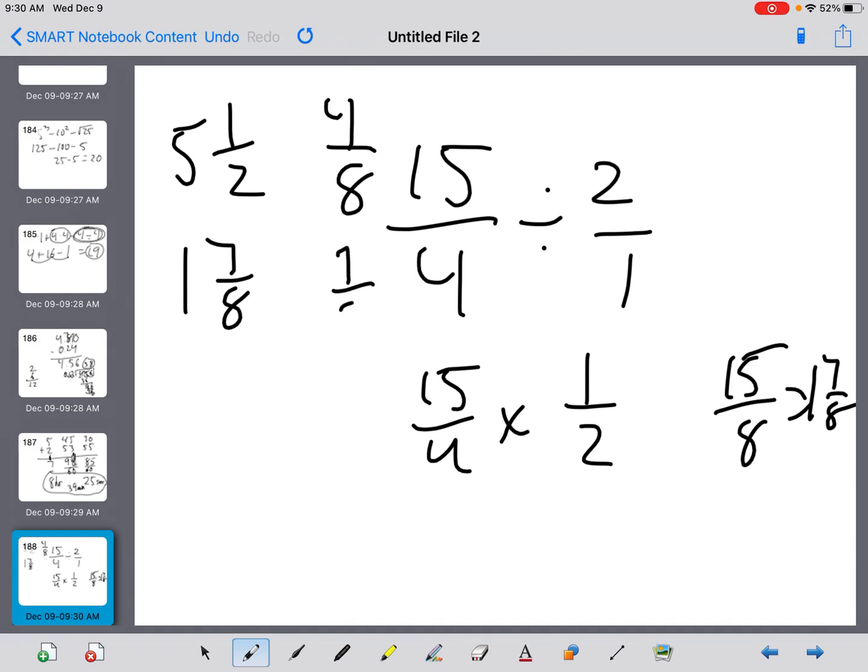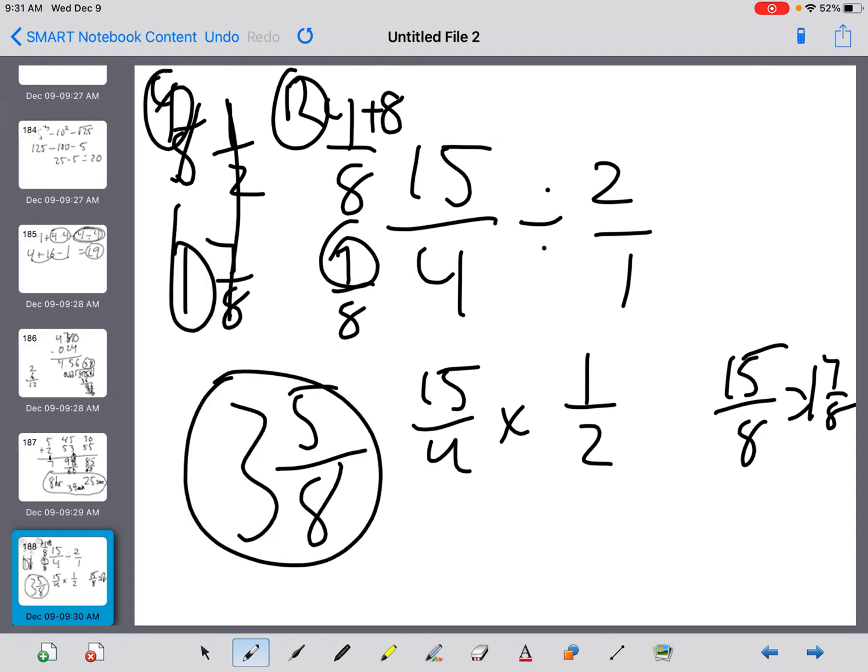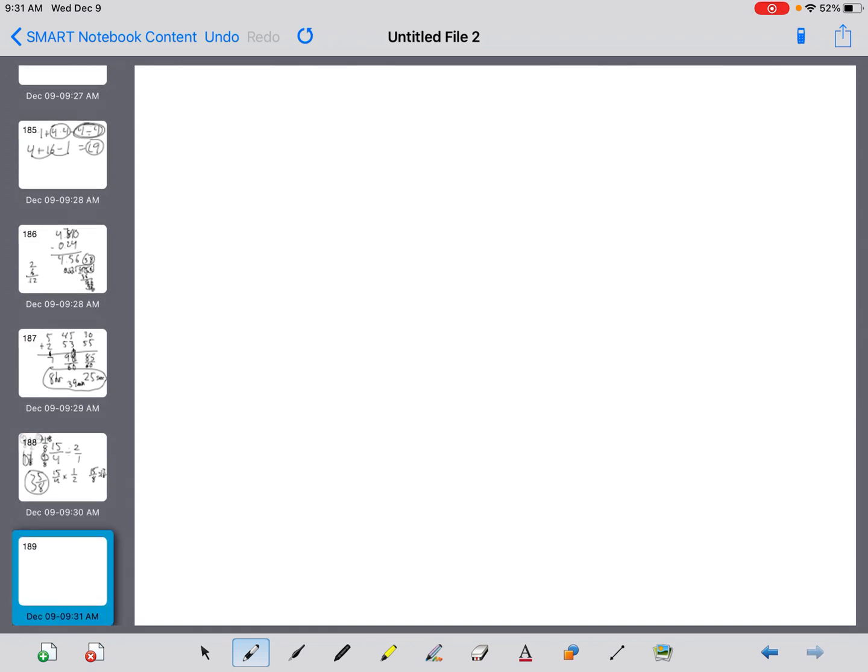Common denominators would be 8, so this would be 4/8 minus 7/8. Can't do that. So I'm going to cross out the 5, make it a 4. Add 8 to that gives me a 12. 12 minus 7 is 5. 8 stay the same. 4 minus 1 is 3. And I have an answer of 3 5/8.